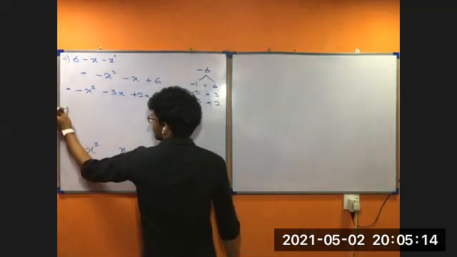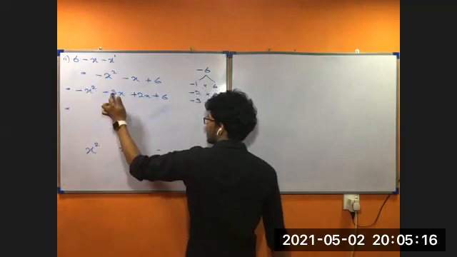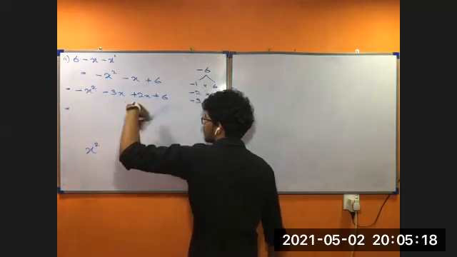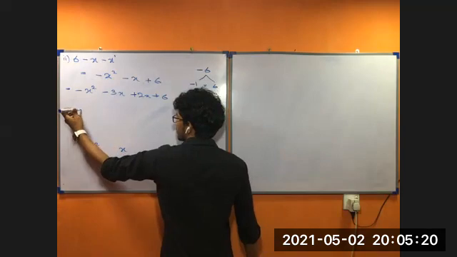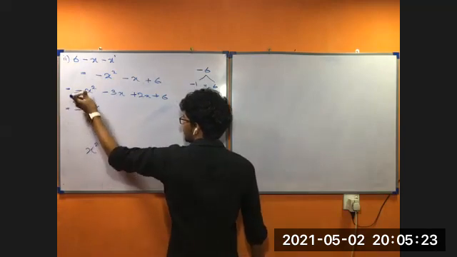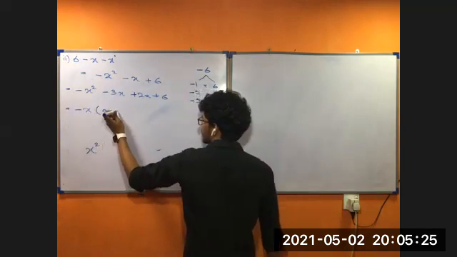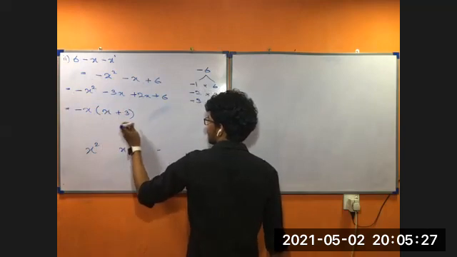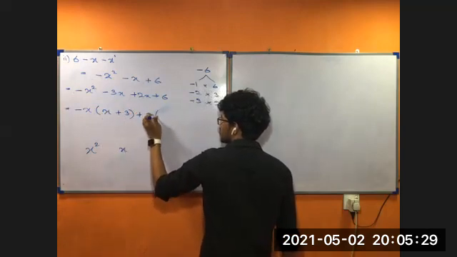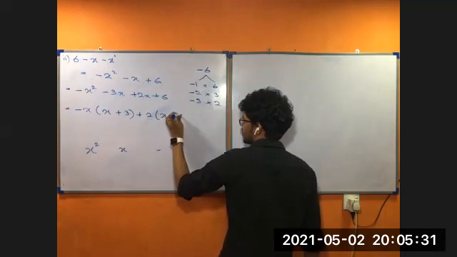Then from this one, here I have minus x squared, here I have minus 3x, so I'm going to take minus x outside. When you take minus x outside, what is remaining? Here x is remaining, and here a plus 3 is remaining. From here, you are going to take a 2 outside, x is remaining, and a 3 is remaining.